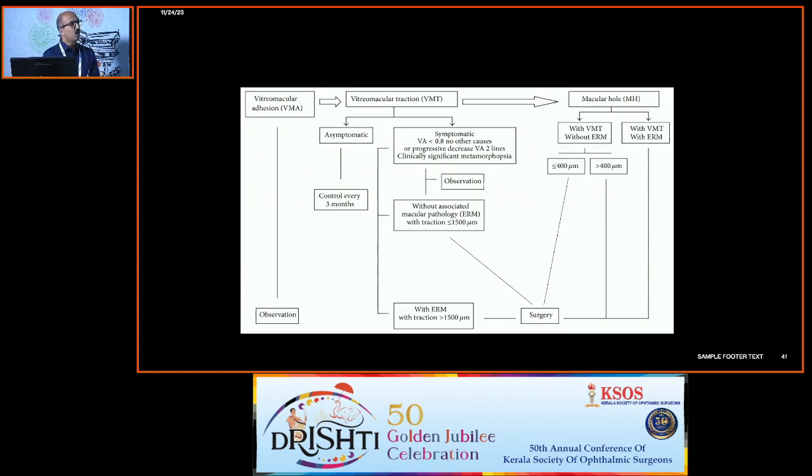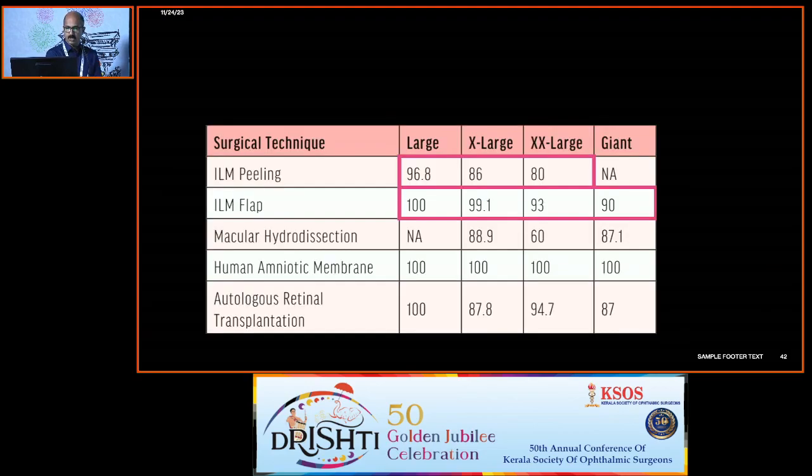So this is an algorithm for managing vitreomacular interface abnormalities in a nutshell. VMA, or just an anomaly, you observe. There is vitreomacular traction, the patient is asymptomatic, again you observe but keep a close watch. Vitreomacular traction with symptoms, mostly we prefer doing surgery. And macular holes, with or without VMT, with or without ERM, the treatment is surgery.